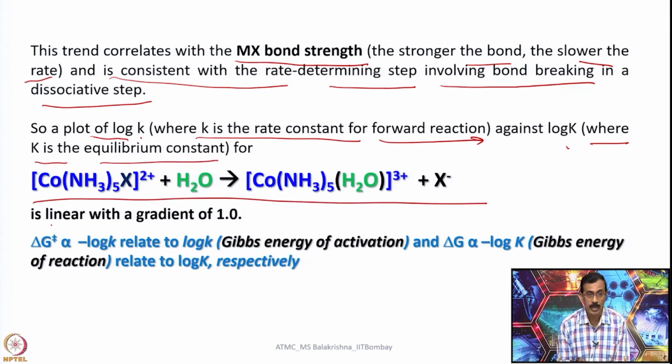This plot is going to be linear with a gradient of 1.0. I am going to show you in the next slide. Delta G, the Gibbs energy of activation, is directly proportional to minus log K, and Gibbs energy of reaction is directly proportional to log equilibrium constant. Let me show you the plot.